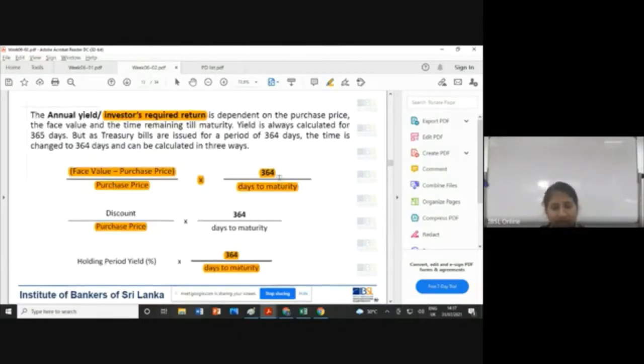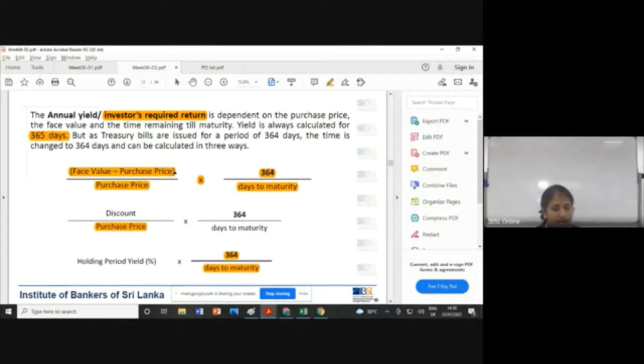Because when you take return, return is always calculated for 365 days. For the entire year, what's going to be my return? Here, for treasury bills, yield is going to use a 364 day count. Why? Because I'm talking about a treasury bill, whose maximum maturity is 364 days. So only for treasury bill annual yield calculation, you use 364 days as the count.